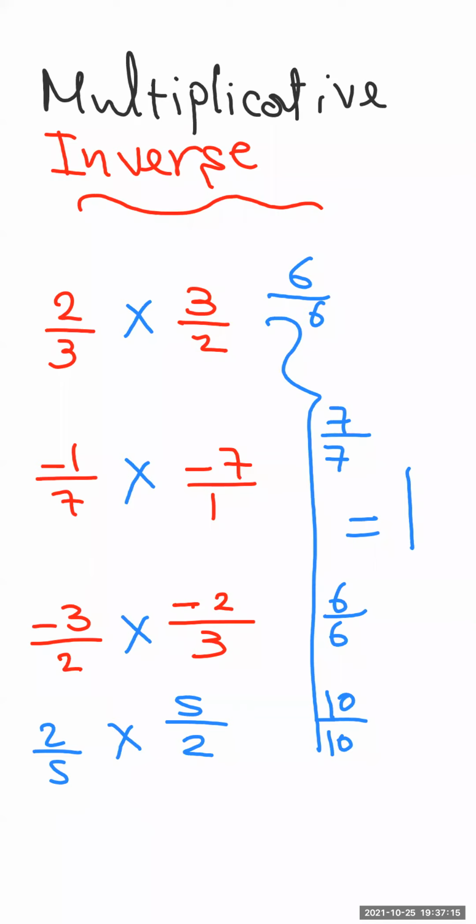No, over 1, no, it's 7 over 1. Never change the sign. Okay? Never change the sign. Only flip the number. Okay.